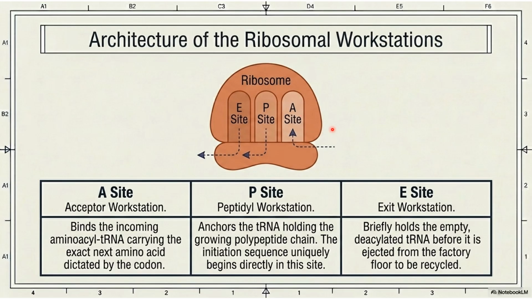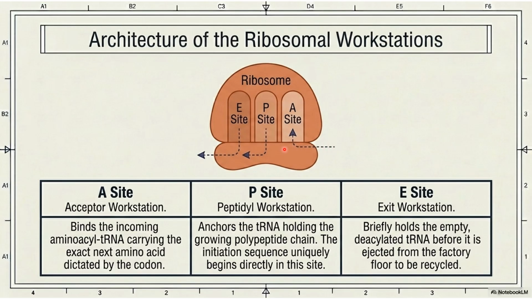Let's see the structure of the ribosome, the architecture of the ribosome, to understand the future steps. A ribosome has a larger subunit and a smaller subunit, and it has three sites. One is the A site, that is the acceptor workstation, the P site, that is the peptidyl workstation, and the E site, that is the exit workstation. What are these three stations? The acceptor station binds the incoming tRNA.